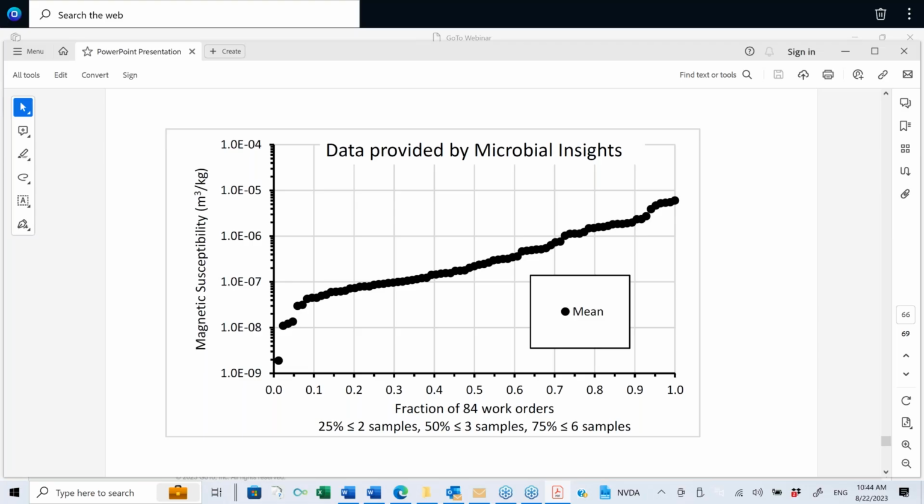You know, half of them only had two or fewer samples. The average had 3 or fewer samples. 3/4 of them had 6 or fewer samples. So for each work order, I calculated the mean magnetic susceptibility, and then I just simply ranked them.